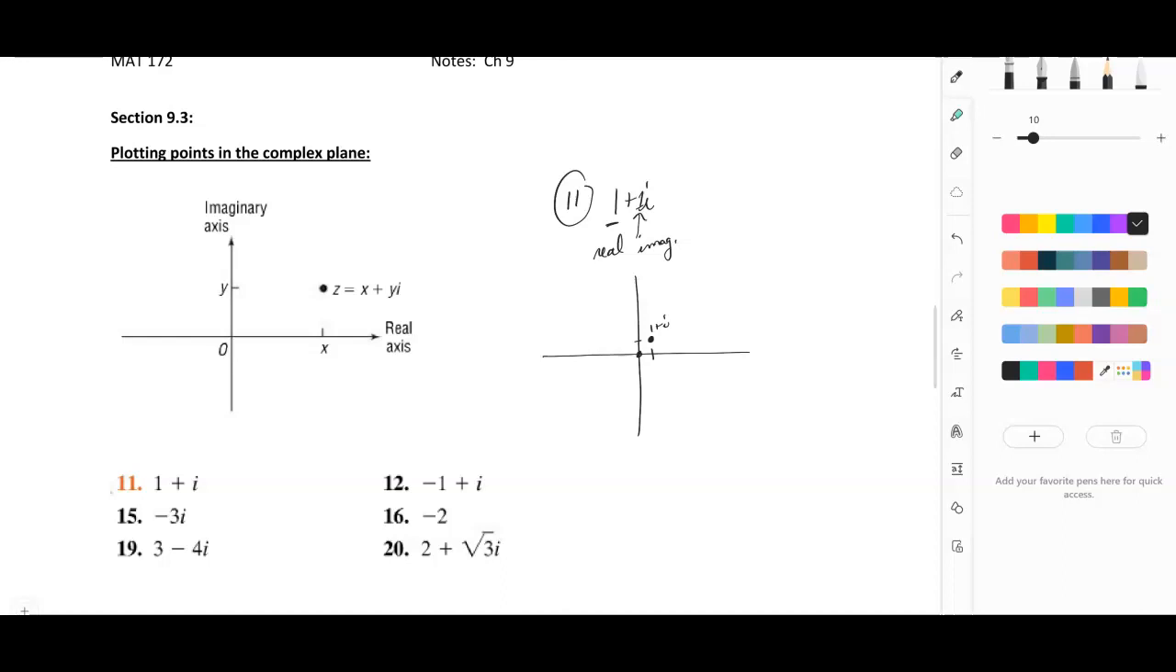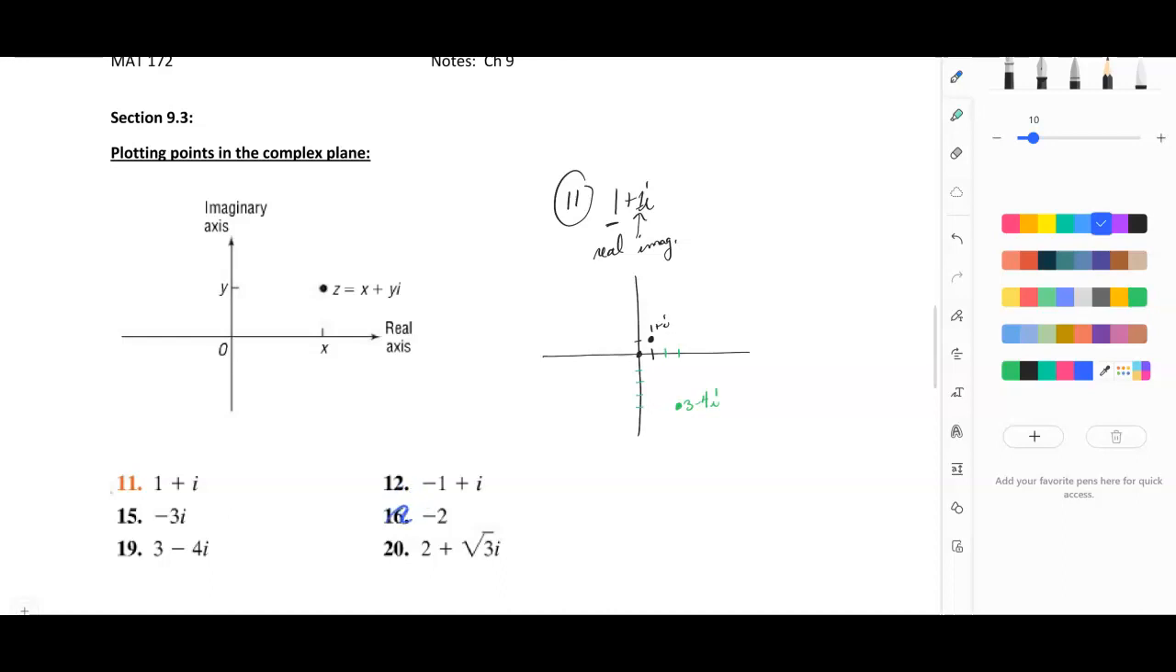Let's look at number 19. In number 19, we want to graph 3 minus 4i. I'm going to switch to a different color here. So we're going to move 3 along the x-axis and then negative 4 along the imaginary axis. So 3 and then down 4 is going to give me the point 3 minus 4i.